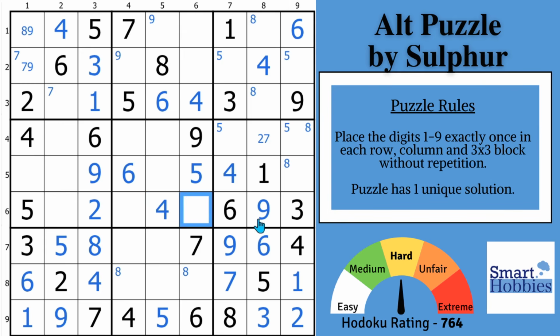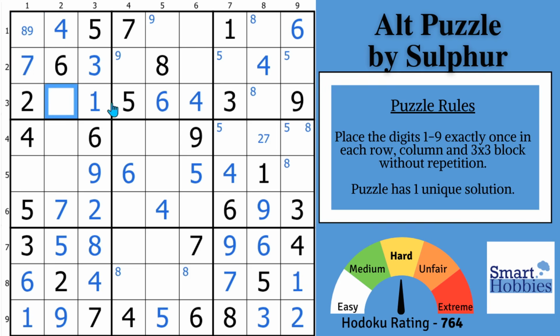Now you want to look across row 6. This is kind of where we ended up. Where can a 7 go? Well, it can't be here because of this 7. And it can't be here because of that 7. So you know you can solve this cell now for a 7. Displacing that Snyder 7. And you solve that cell for a 7.